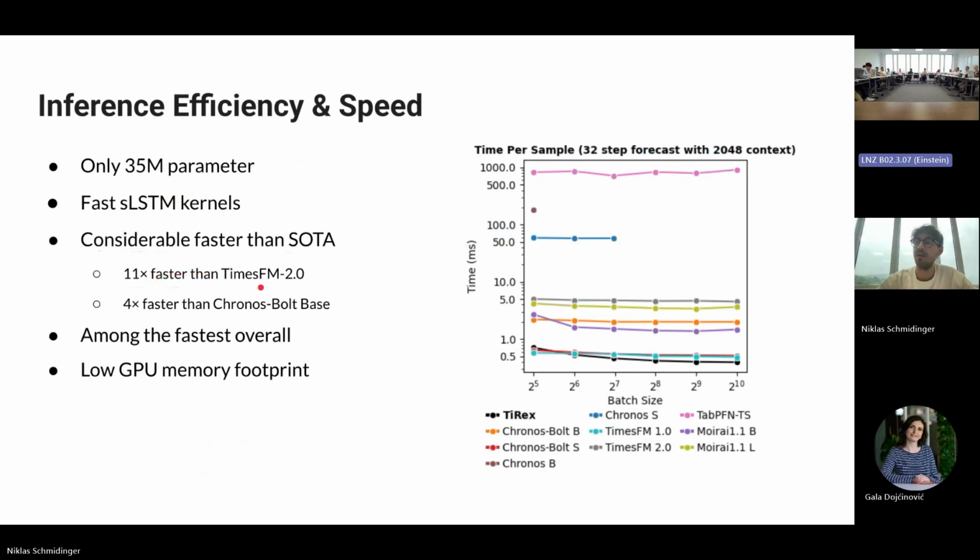So for example, you have TimesFM, which is a large model, and it's 11 times faster than TimesFM, and it's also 4 times faster than Kronos Bolt. So you get great performance for much less cost.